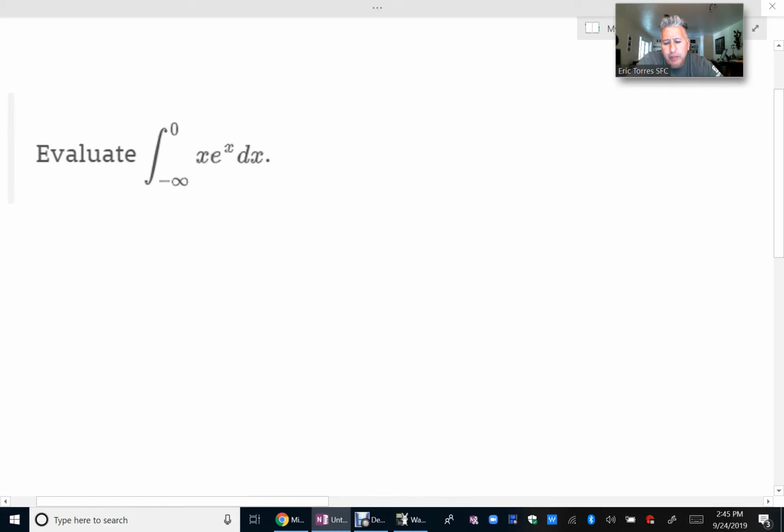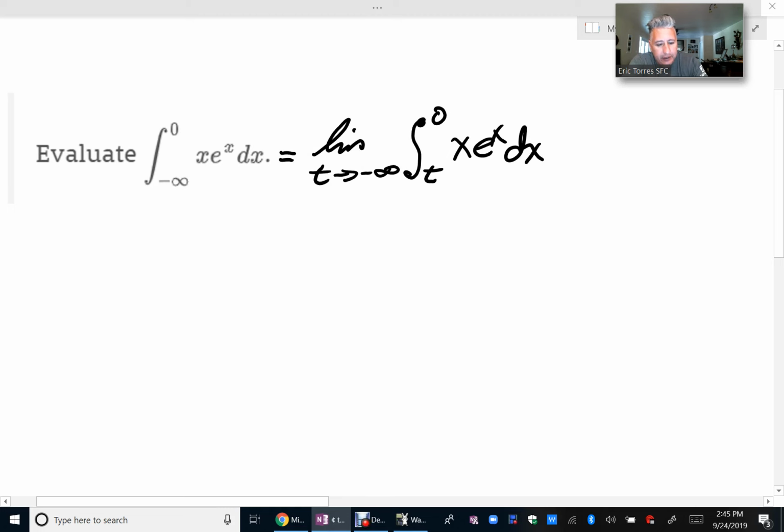Okay, we have an improper integral of type 1 because we're going to the left forever. So to evaluate this, we can rewrite it as a limit, where t is approaching negative infinity of the integral from t to 0 of x e to the x dx. The problem is taking the antiderivative of x e to the x. To accomplish this, we're going to do integration by parts.